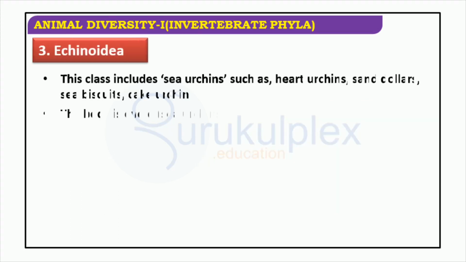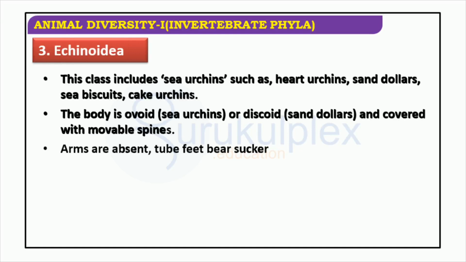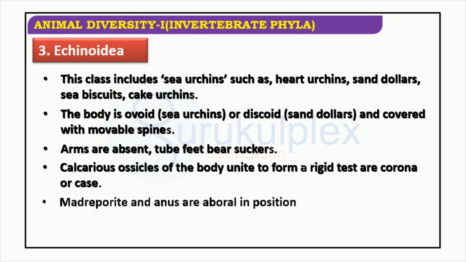Echinoidea is a phylum that includes species referred to as sea urchins, heart urchins, sand dollars, sea biscuits and cake urchins. These creatures typically have an oblong body covered with movable spines, however they lack arms and instead possess tube feet with suckers. The body is supported by calcareous ossicles found in the test, or corona. The madreporite and anus are located on the aboral side, while the ambulacral grooves are closed.